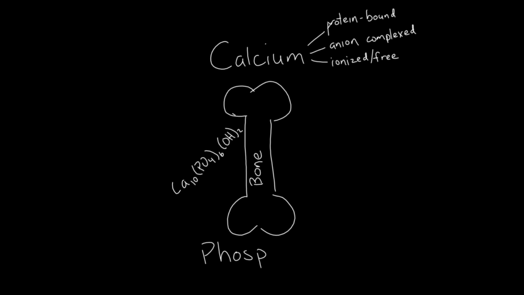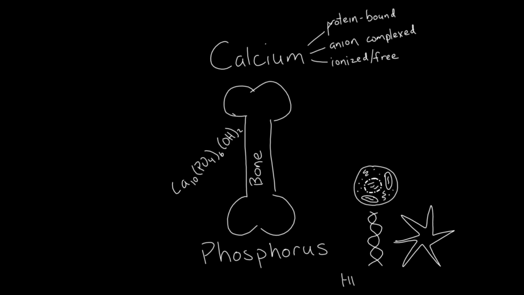Most phosphorus in the body is also stored in bone as hydroxyapatite. Most of the remainder is in phospholipids in cell membranes, in RNA and DNA, and in ATP and ADP. A small amount of phosphorus exists circulating physiologically active in the serum.